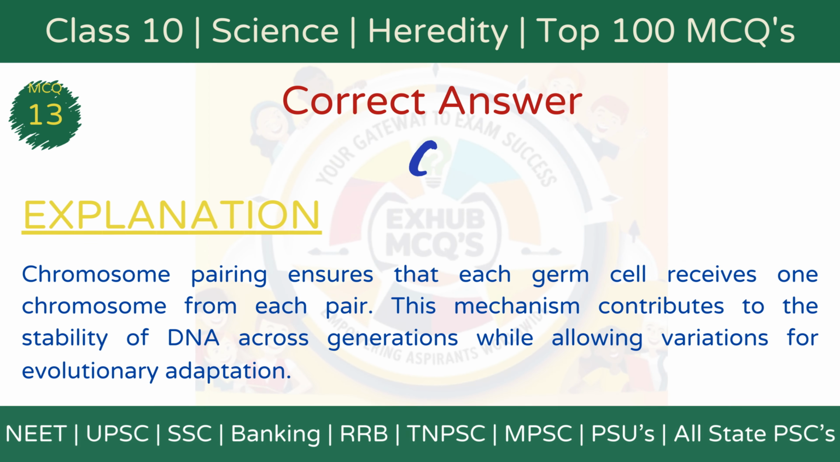The correct answer is option C, chromosome pairing. Explanation: chromosome pairing ensures that each germ cell receives one chromosome from each pair. This mechanism contributes to the stability of DNA across generations while allowing variations for evolutionary adaptation.